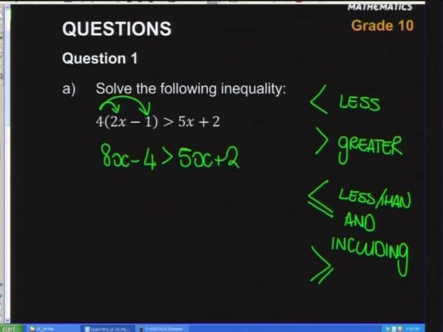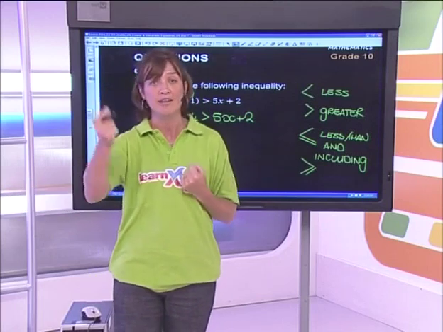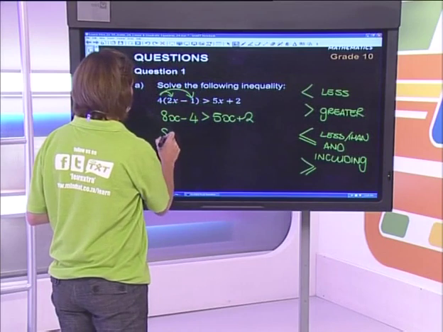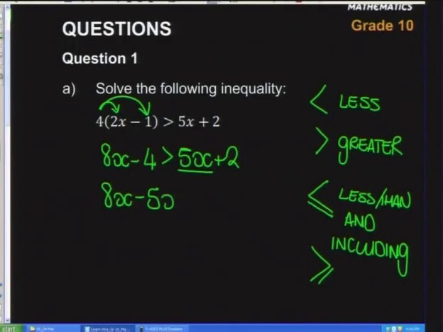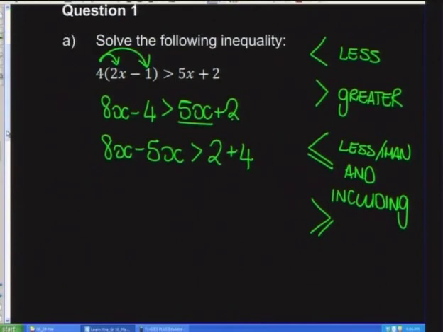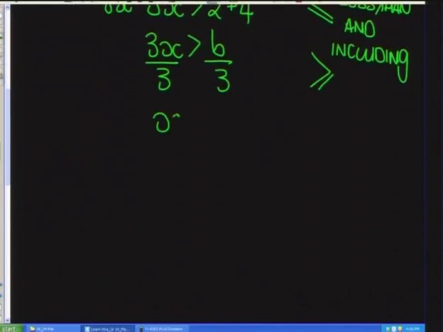Okay, so what we need to do now, similar to an equation, we want to gather variables to the left-hand side, and we want to put all the constant terms, all the numbers, on the right-hand side, okay? So the same process applies as if it was an equation. My 5x is going to become negative 5x, and it's still greater than, my positive 2 stays positive 2 on the right-hand side, but my negative 4 became positive 4 when it came over. Right, so therefore what have I got? I've got 8 minus 5, which is giving me 3x, and I've got 2 plus 4, which is giving me 6. And just like an equation, we divide by 3 on each side, and we get a solution here, which is x is greater than 6, okay.